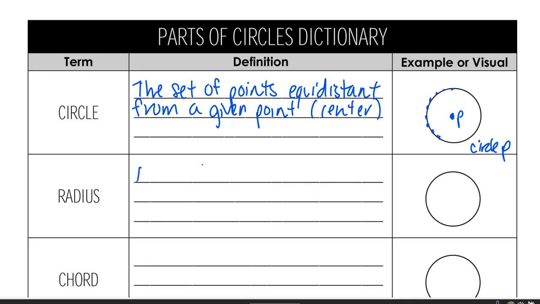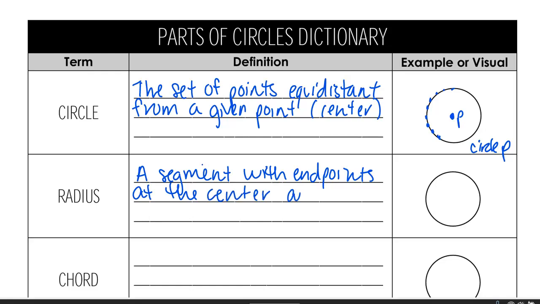Okay, a radius is a segment with endpoints at the center and on the circle. So it is a distance we can measure. We have our center, and then a radius is any line segment that runs out from this center. If we're looking at our visual for the circle, it would go to all those points. It just goes to any point that's on that circle.